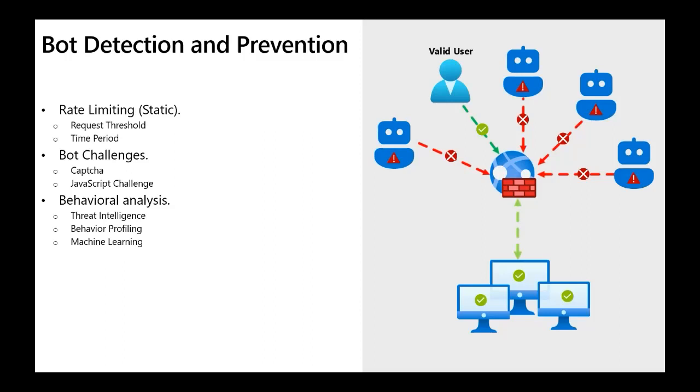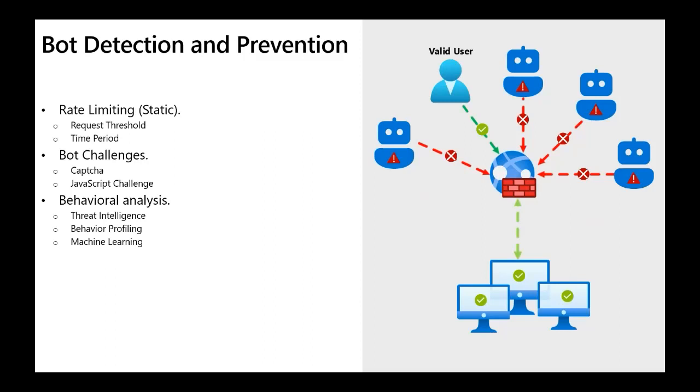These are actually now being automated so that, of course, a bot will not be able to solve, for example, the JavaScript challenge, and with that definite answer, it's going to be blocked. We also have behavioral analysis, and this relies on various methods. We can use threat intelligence to give us a profile of the traffic, to look at the reputation, to look at malicious IP addresses and domains. And if they are indeed malicious, they can be blocked.